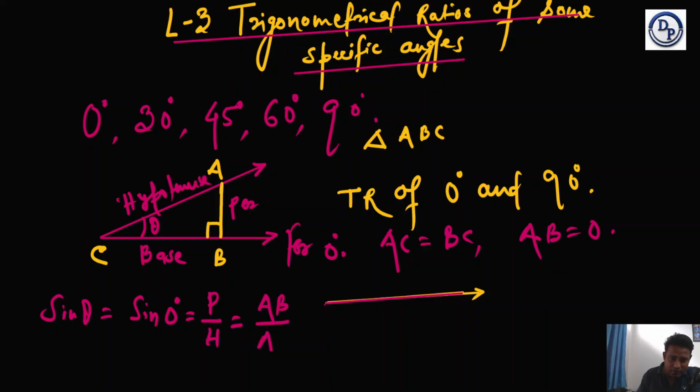and H was AC. Now, as I told you, when the angle is going towards 0, this side AB becomes 0 and AC remains AC. When you divide, you will get 0. So sine 0 is 0. It gives an idea that sine 0 degree is 0.